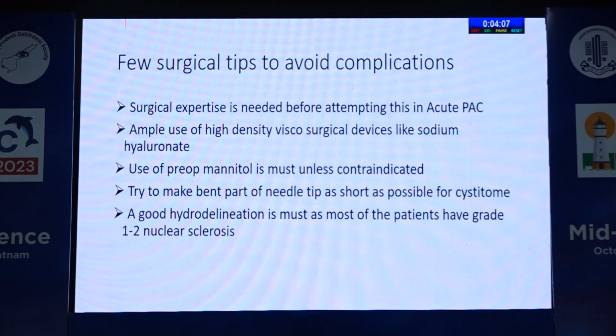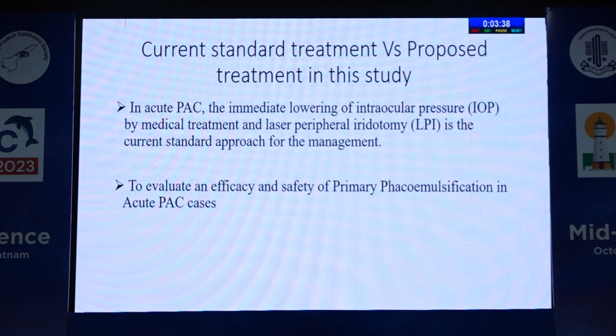So there are certain surgical tips to avoid complications. First of all, surgical expertise in phaco is needed before attempting these cases in acute PAC. Ample use of high density viscosurgical devices is a must, and use of pre-op mannitol is also a must. And a good hydrodelineation is also a must, because these cataracts are mostly grade 1 to 2 nuclear sclerosis. They come with just hydrodelineation, and we can take it out with phacoemulsification.